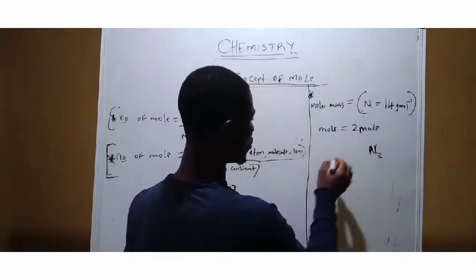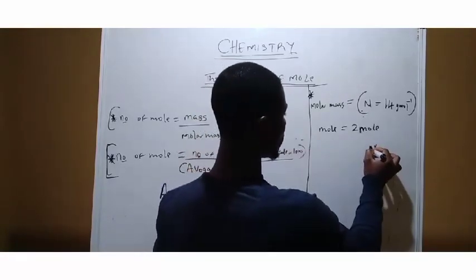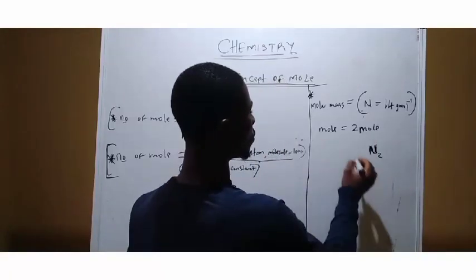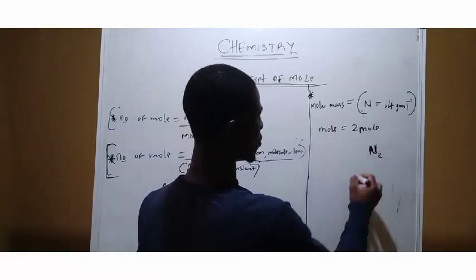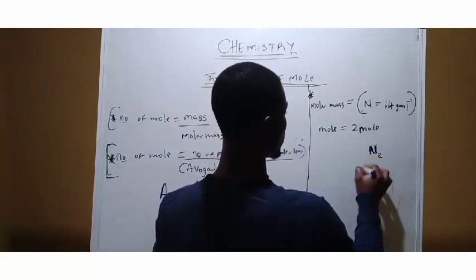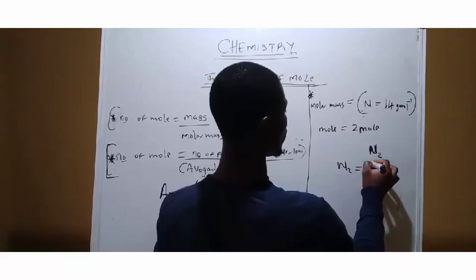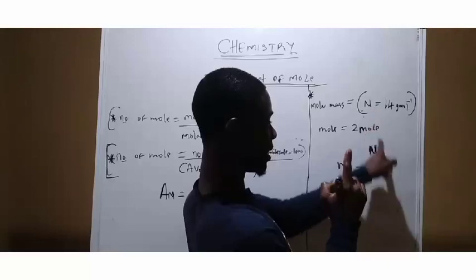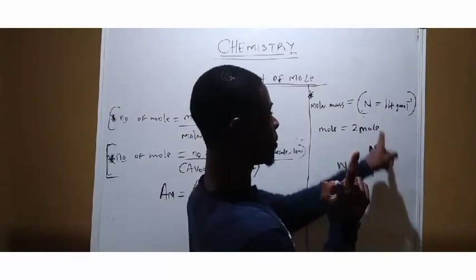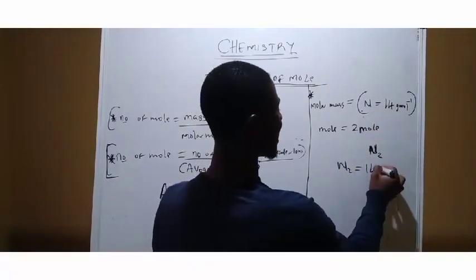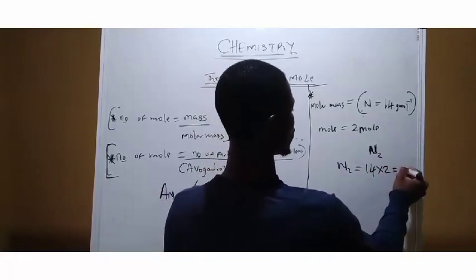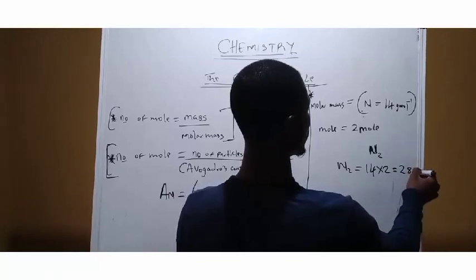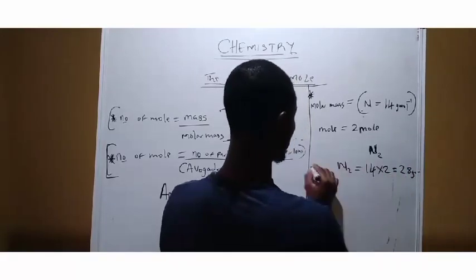If that is true, it means the molar mass of nitrogen gas will now be equal to 14, which is the molar mass of one atom, times 2. Don't forget, this is an atom and this is a molecule. So 14 times 2 will give us 28 grams per mole in total. But this is just the molar mass, the total molar mass.